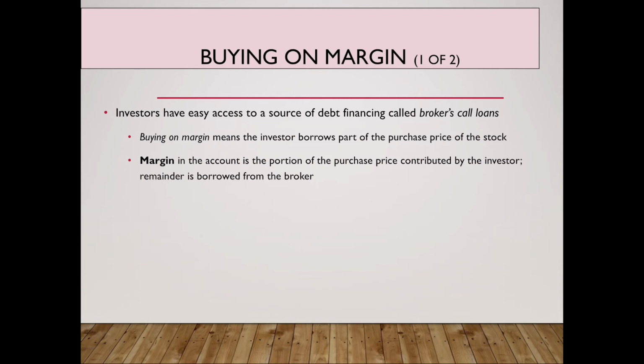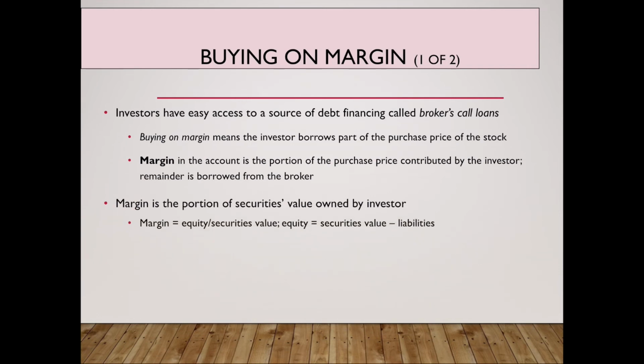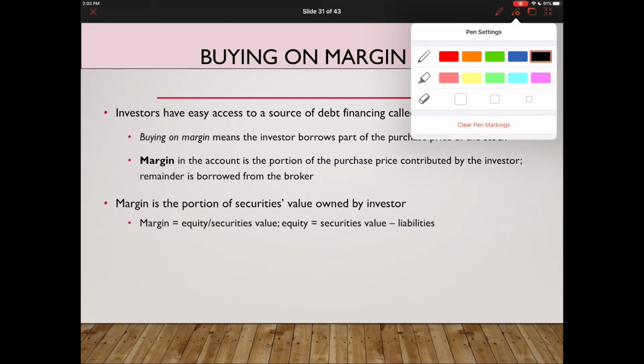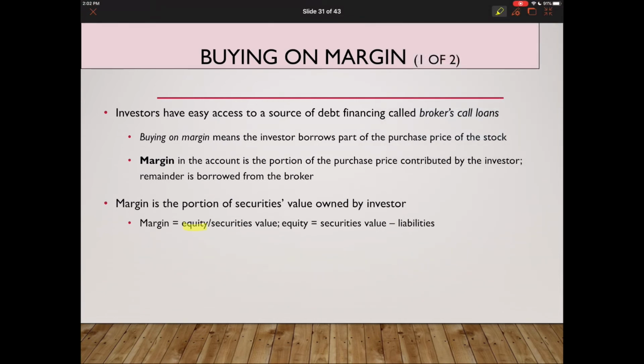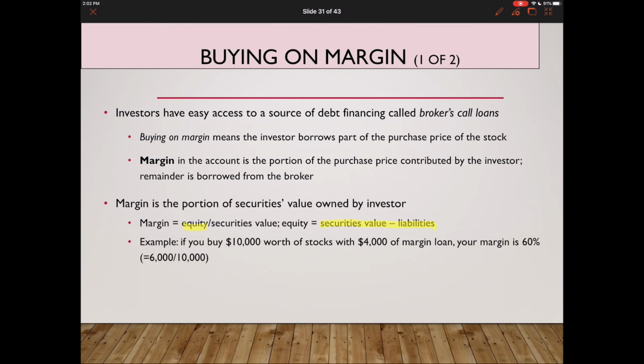So the margin is your equity amount. Margin is the portion of the security's value owned by the investor. To calculate it, it would simply be the equity amount, the amount that you have contributed, divided by the total security's value. And this equity portion is simply the security's value minus the amount of the debt that you have taken on, so your liabilities. For example, you buy $10,000 worth of stocks with $4,000 of margin loan. Your margin is 60%, 6,000 divided by 10,000.